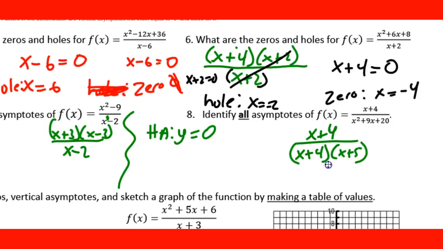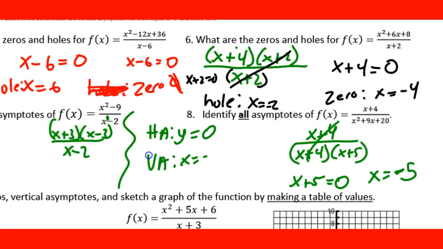There we go. So we've got a hole there that cancels out, and then we have a factor remaining in the denominator. We'll take that factor, set it equal to 0 and solve. So the vertical asymptote is going to be x equals -5.